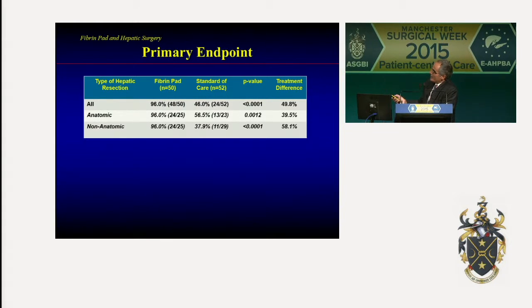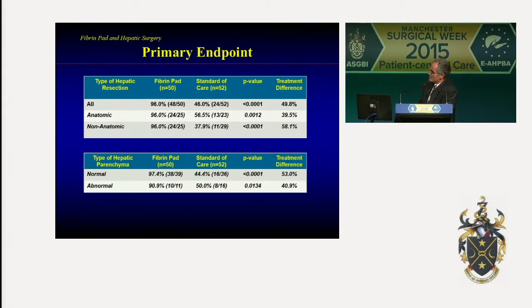For anatomic resections, again, a statistically significant difference. Non-anatomic resections, an even greater difference, which is interesting given the problematic nature of those resections at times. In terms of parenchyma, normal versus abnormal, fibrin pad was effective in both settings.